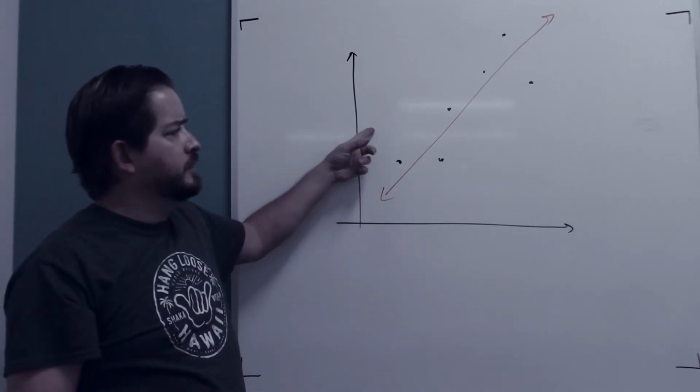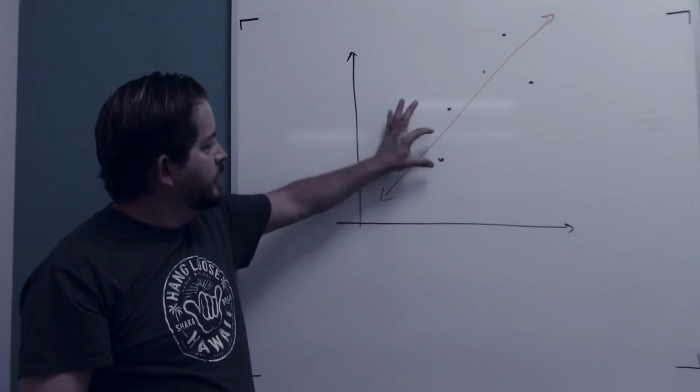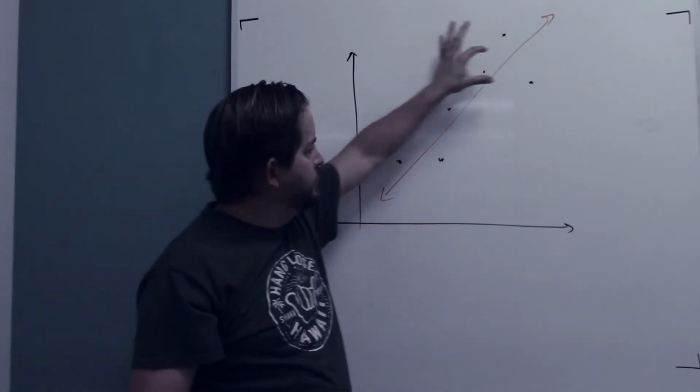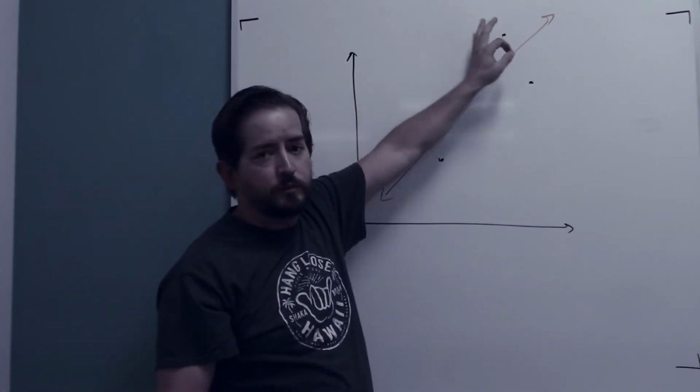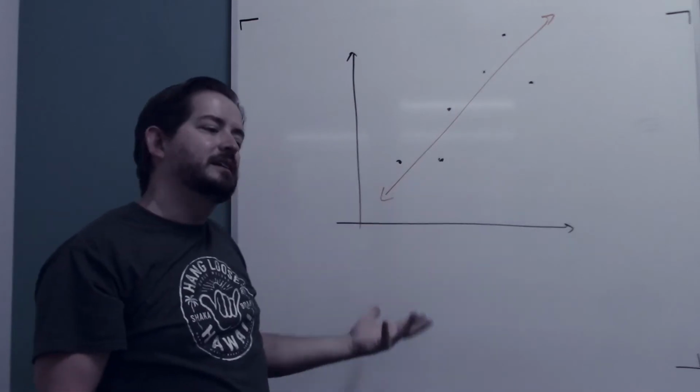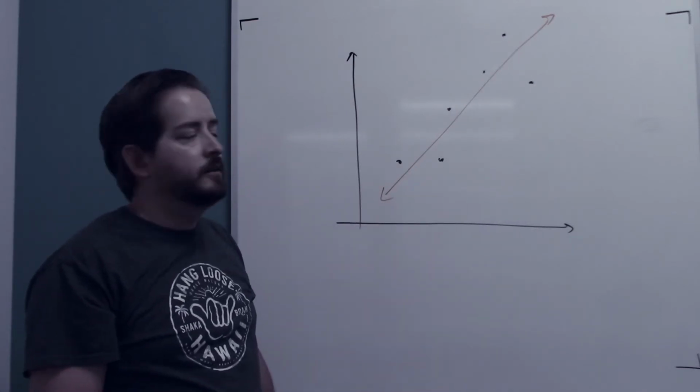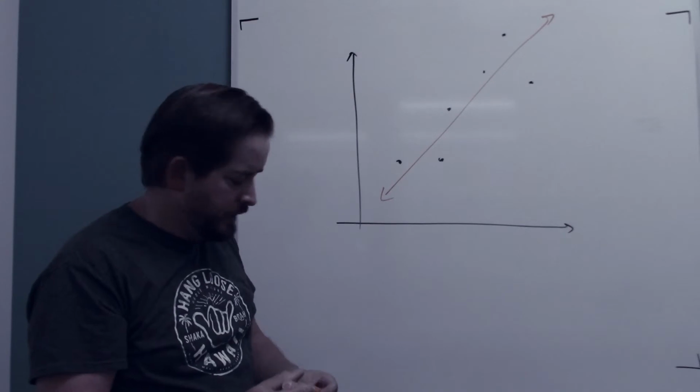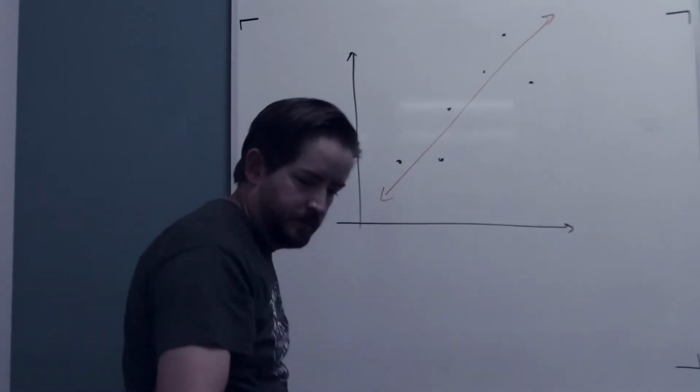Now there's more points above the line than there are below the line, but the distance between these 2 points below the line kind of counteract all 4 of those points. So this would be a good guess for a trend line, right? All right.